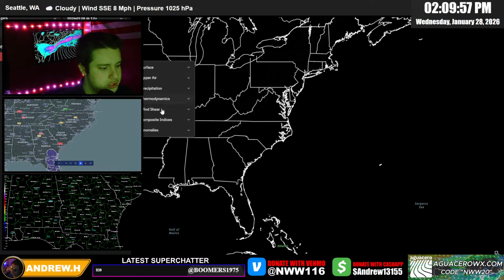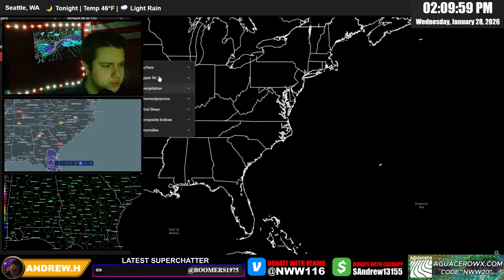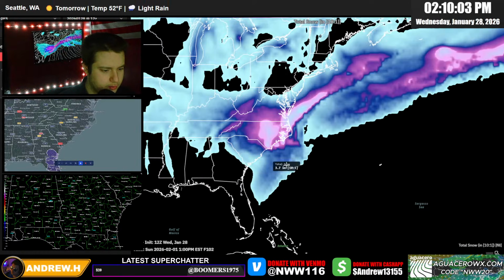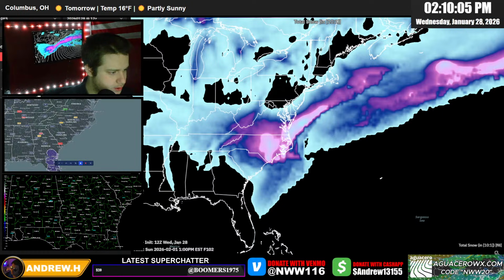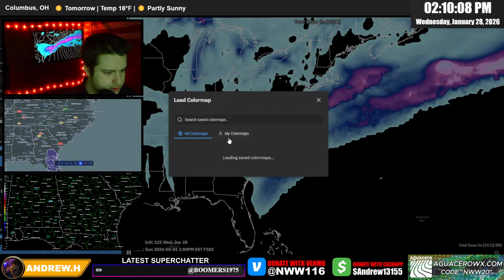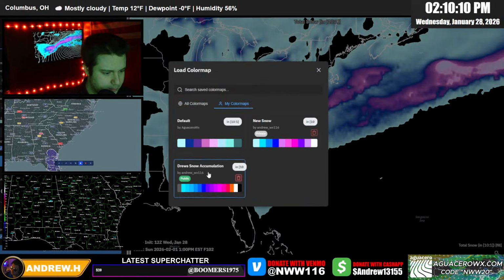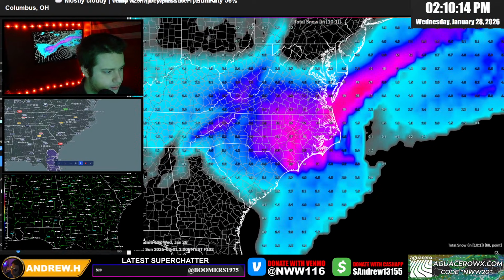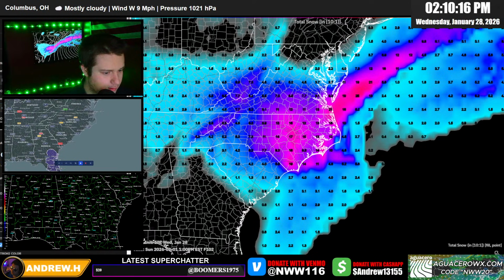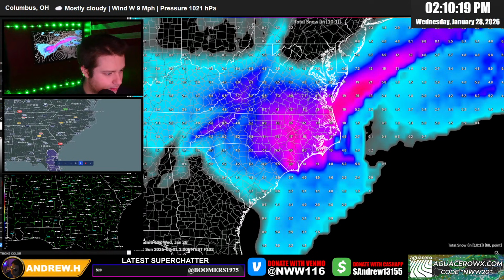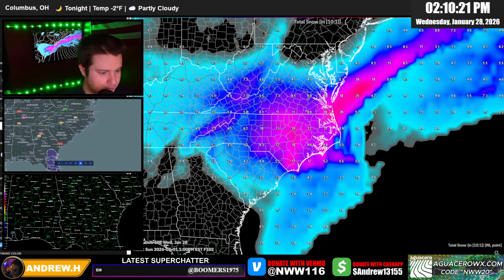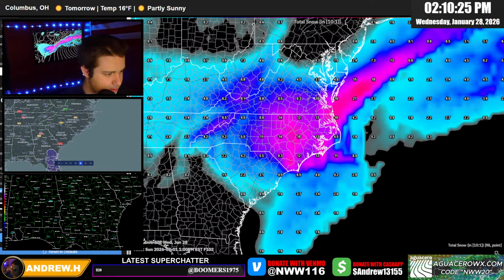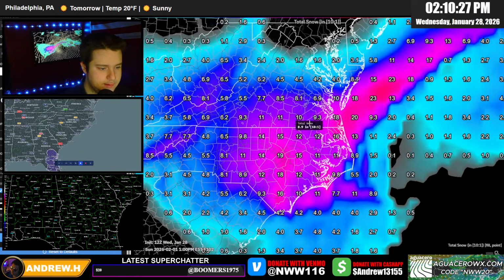So let's pull up the American GFS model here first. We'll go ahead and pull up the 10-to-1 ratio. This is how much snow we potentially could see. I'm actually going to bring up my personal color map that I have. I like this one better. We'll also bring up the numbers, so you can see what numbers we're talking about. Let's also make this a little bit bigger. So there you go. Now you can see some of the totals.